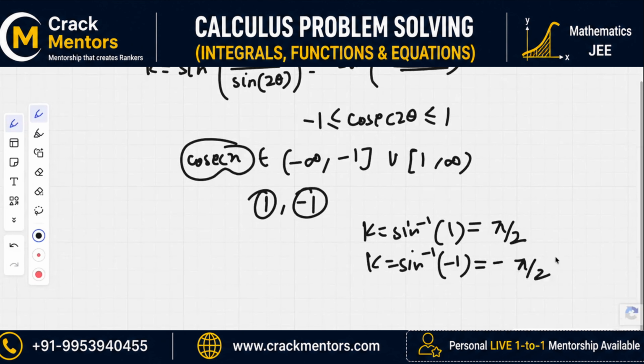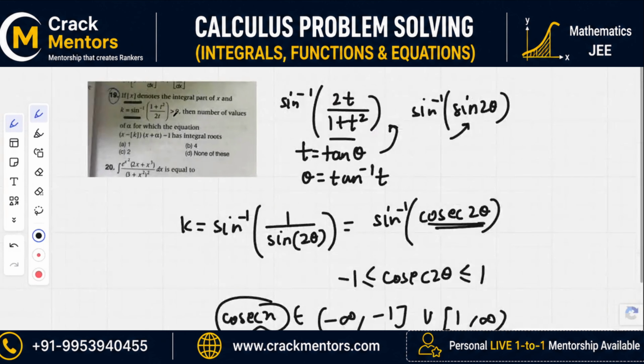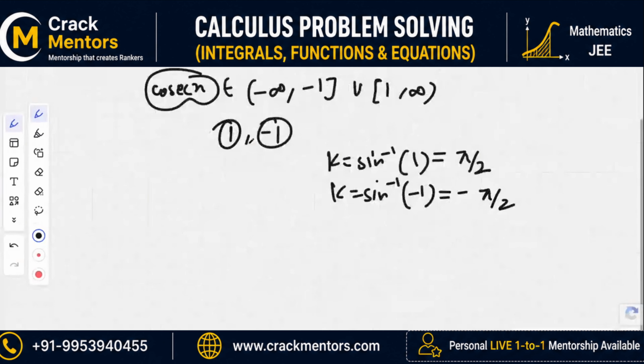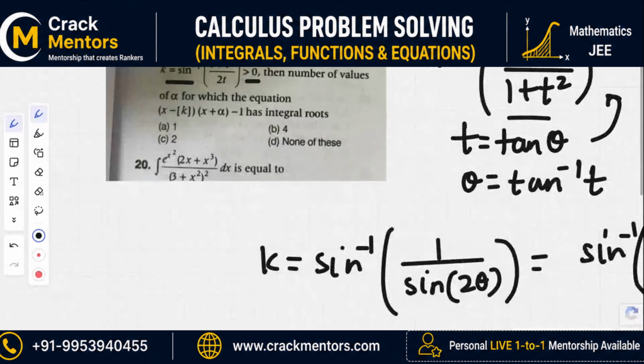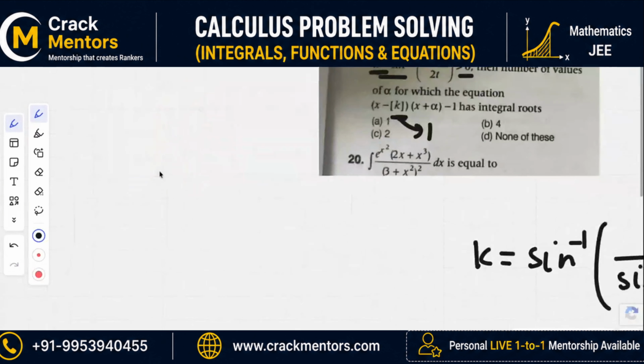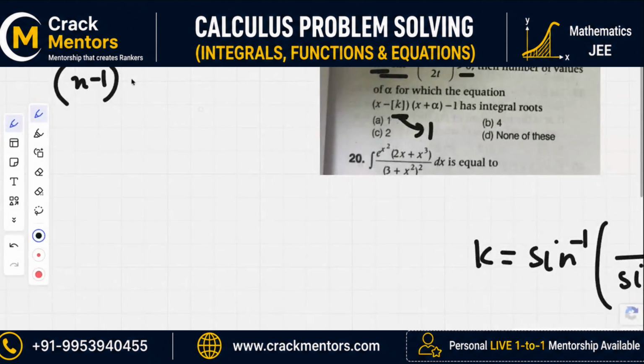Correct. But since they have said that k is some positive value, that means we neglect this one and we take only this one. And what is the greatest integer of pi by 2? The greatest integer less than or equal to pi by 2 is 1. So that means this thing comes out to be 1. So you're having x minus 1.